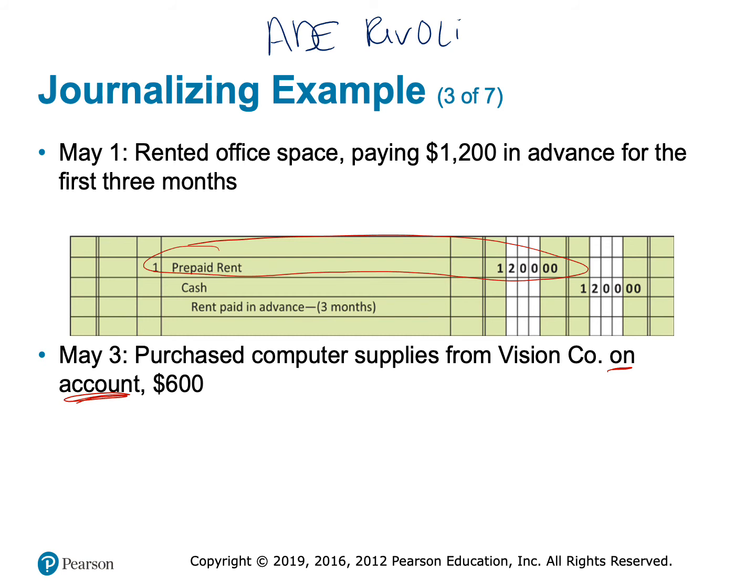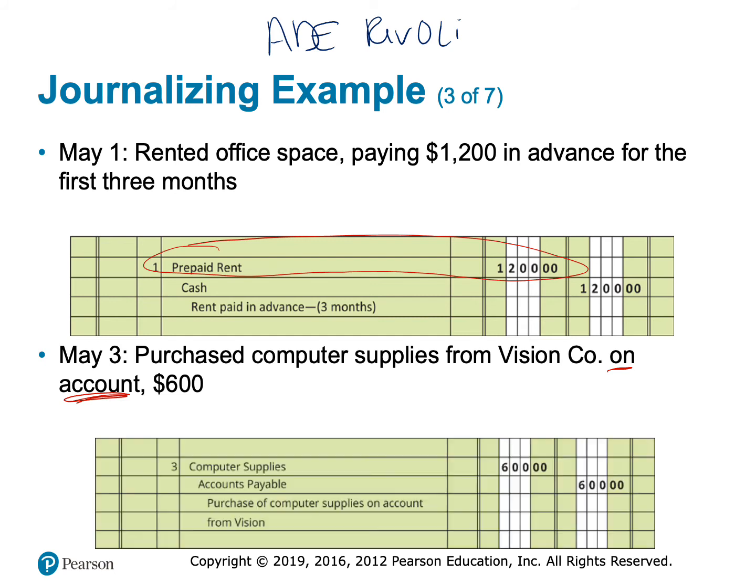Anytime I'm going to have to pay for something later, it's accounts payable. Accounts payable is a liability. Liabilities have a normal credit balance. So since I have more debt now than I did before, I want to credit accounts payable, and therefore I would debit computer supplies. Computer supplies is an asset. Assets have a normal debit balance. I have more supplies now than I did before, so I want to increase the asset account. So I've debited computer supplies, and I've credited accounts payable, and notice that indent there. And again, it was for $600.